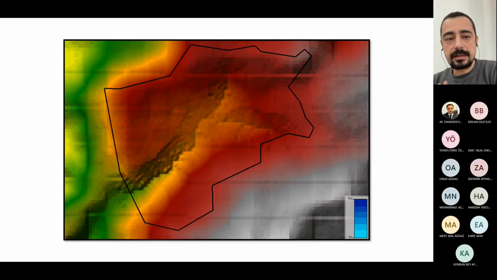Basically, the reason we did this is that the municipality asked us, if we locate the waste disposal site in this region, will it be affected by floods? Because of that, we built a hydraulic model and found the result.